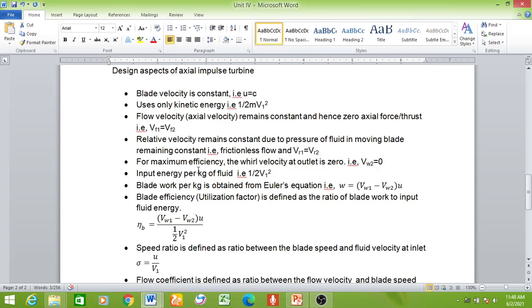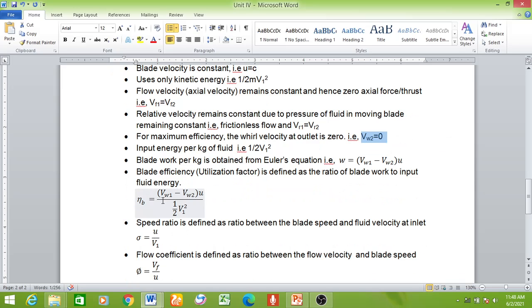Input energy is kinetic energy, so we are using half m V1 squared, and there is zero axial thrust. In order to avoid vibrations, the axial component of velocity remains constant, which is Vf1 equal to Vf2. Then the machine is impulse, which means there is no pressure change in the moving blade, so the relative velocity in the moving blade also remains constant. Vr1 is equal to Vr2, otherwise known as the frictionless condition. For maximum efficiency, the whirl component at outlet must be 0, and the blade efficiency is defined as the ratio between work done and the kinetic energy.